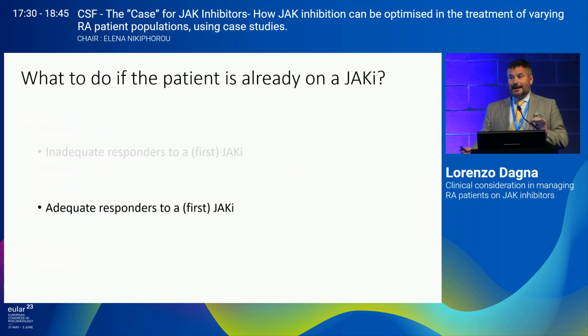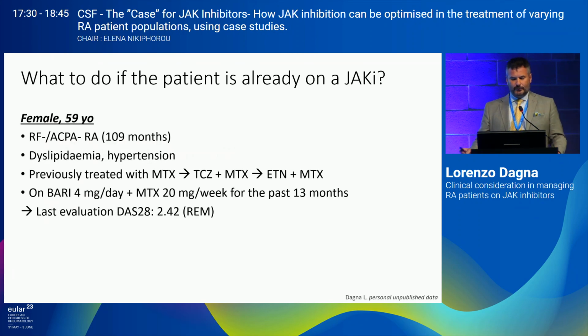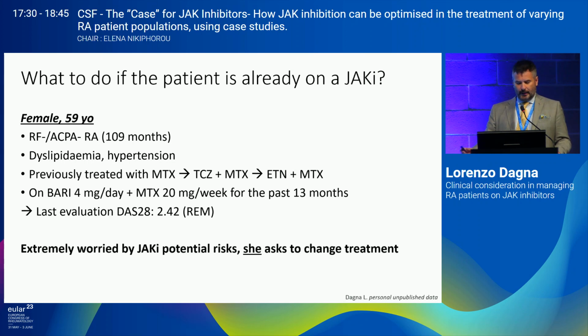So let's analyze the other potential scenario. The patient has an adequate response to a first JAK inhibitor. Let's imagine this patient is a female, 59 years old. She has seronegative rheumatoid arthritis with a long history of disease. She's dyslipidemic and hypertensive. She was treated with methotrexate, then tocilizumab plus methotrexate, then etanercept plus methotrexate. She was now put on baricitinib 4 mg a day plus methotrexate for the past 13 months. At the last evaluation, she is in perfect remission.